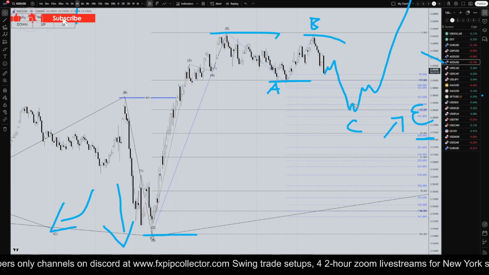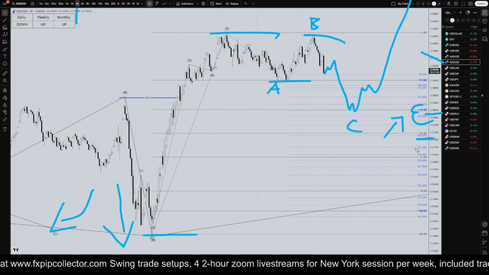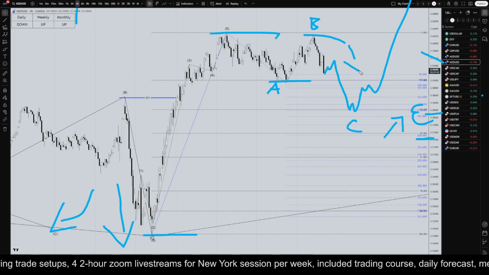So if this is truly now in a downtrend, probably going down to at least a 0.582 area, maybe even lower than that, then we definitely want to be looking for pullback entries to go short on these shorter time frames.